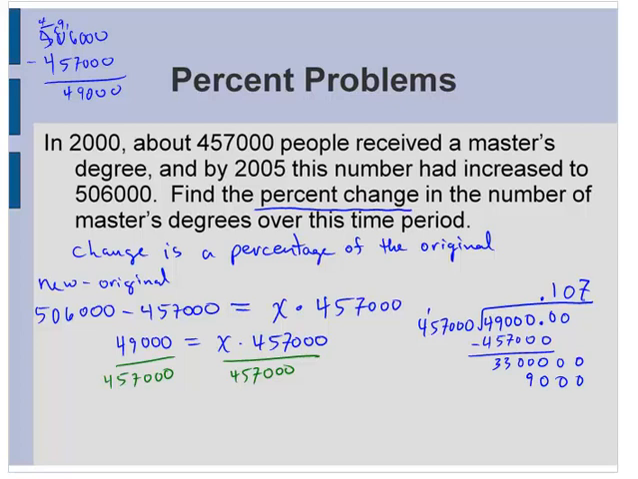49, carrying a 1, a 4. 35, 39. Carrying the 3. 28, 31. Alright, so that appears to be right. That's good enough for now. We would say that x is approximately 0.107, so about 10.7%.